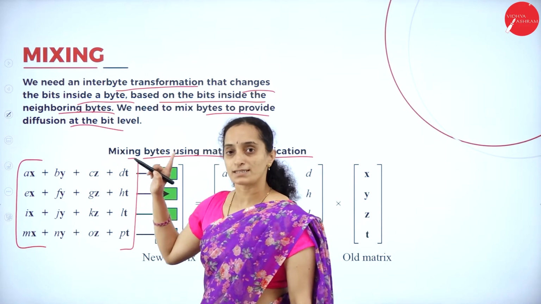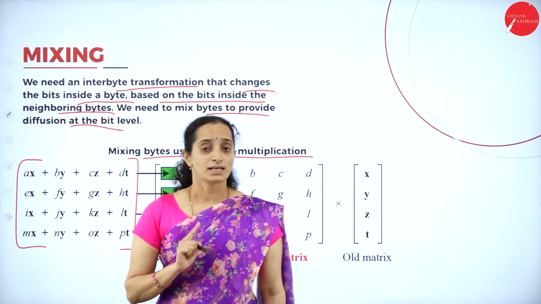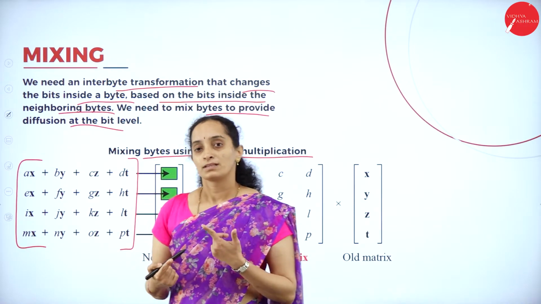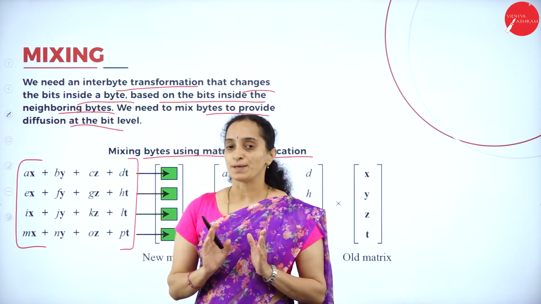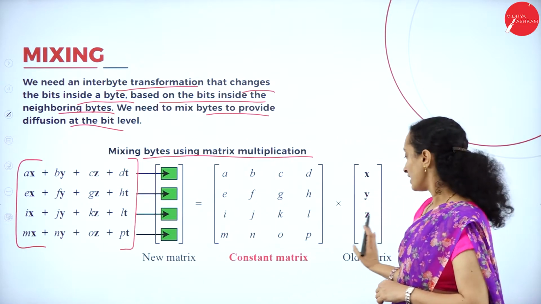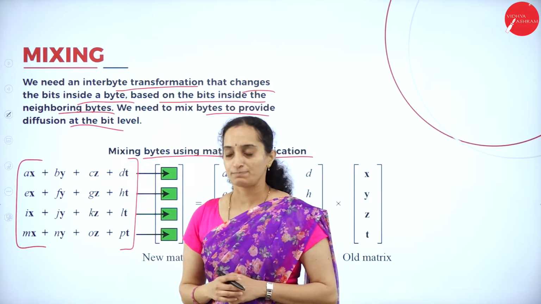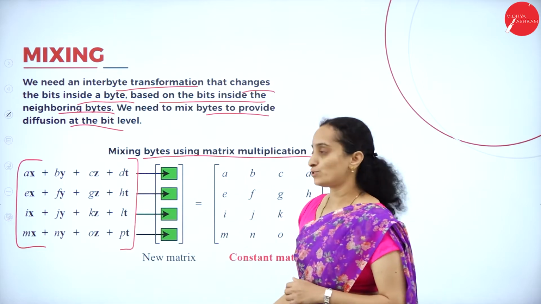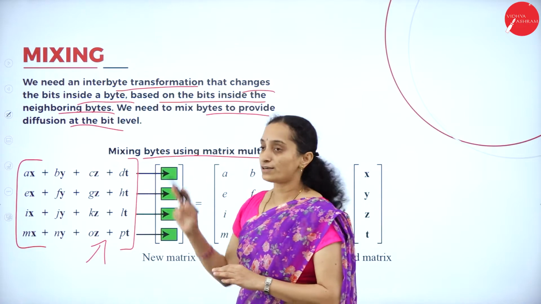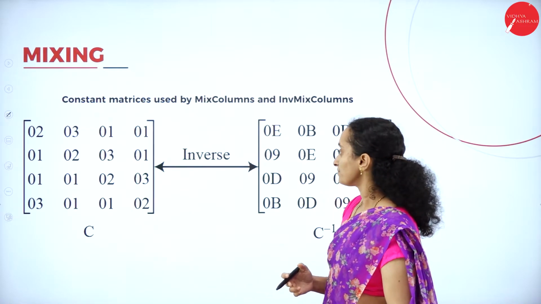This entire expression is one column. Whenever there is a column matrix involvement in the matrix multiplication, the result matrix will always be a column matrix only. In this, we are using a constant matrix and an old matrix obtained from the permutation process. We are combining these two to form a new matrix which shuffles or diffuses the bits at the bit level. All right.